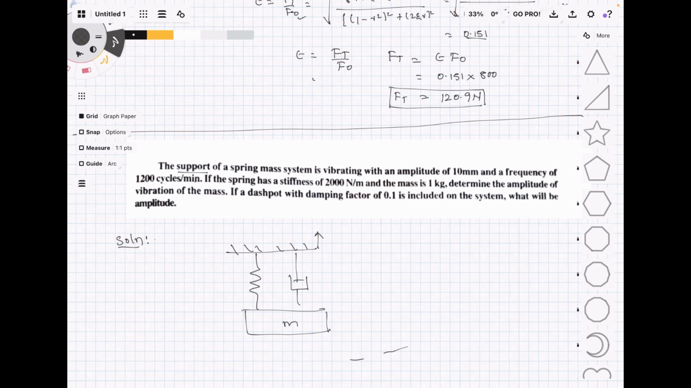So the support is having a motion. If you observe it, the support of a spring mass system is vibrating with an amplitude. In the definition we have studied, this is given as b; this y motion we used to write as b sine omega t. This is the amplitude of the vibration of the support, and this is the amplitude we used to write as a sine omega t.